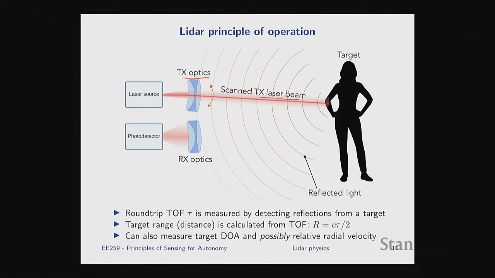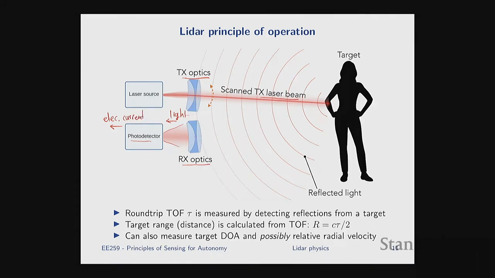And again, part of that energy echoes back. Then on the receive side, we again have some optics, meaning one or a few lenses that help capture this echoed light. And that echoed light is shined on a photodetector. What the photodetector does is it converts photons to electrons for you. So the input is light, right? Light goes in, and electrical current comes out.